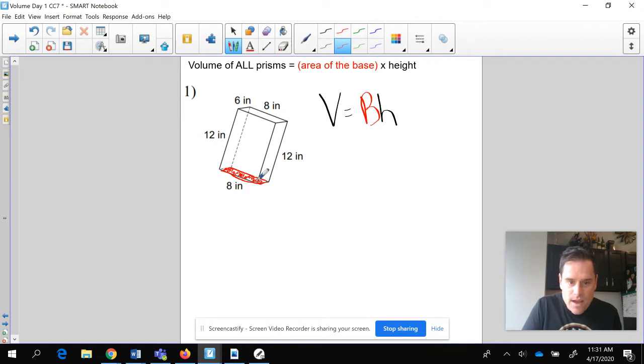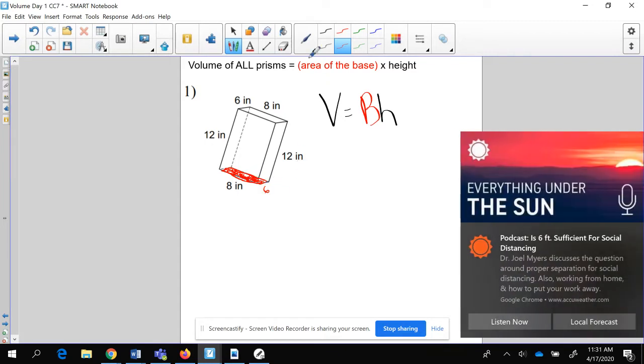It's the area of the base times the height. This is only for prisms, but it works for this. So it's the area of the base times the height. I'm going to put a 6 here, and we're going to solve this.